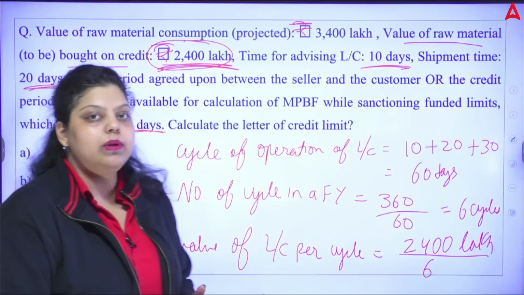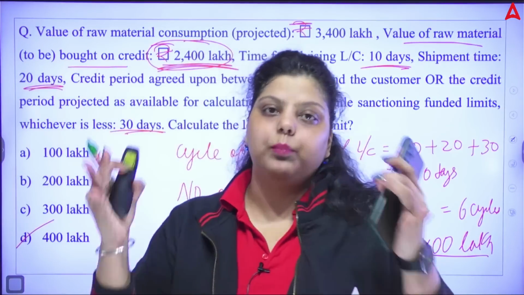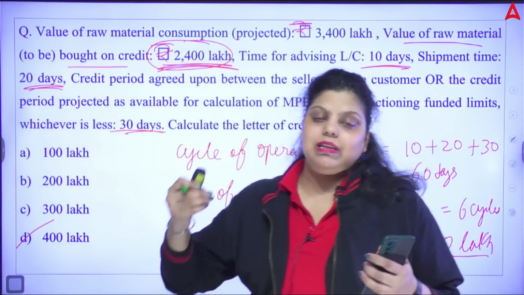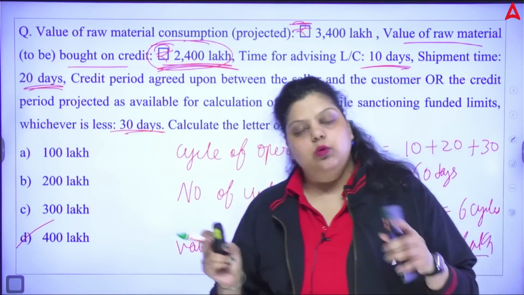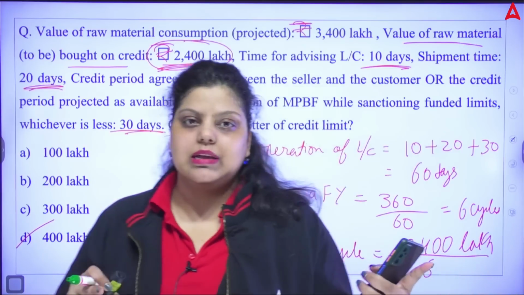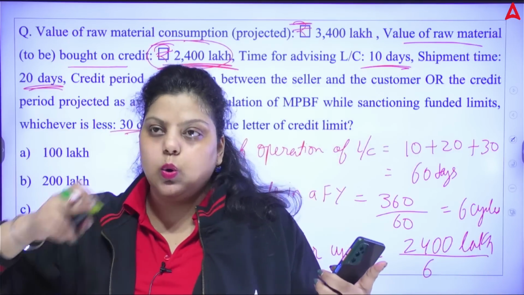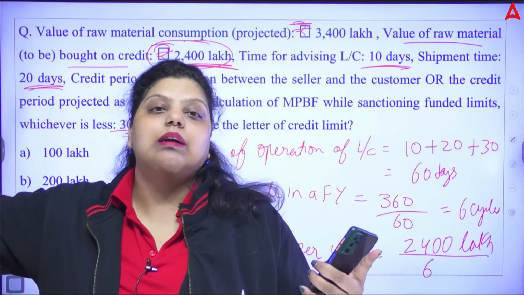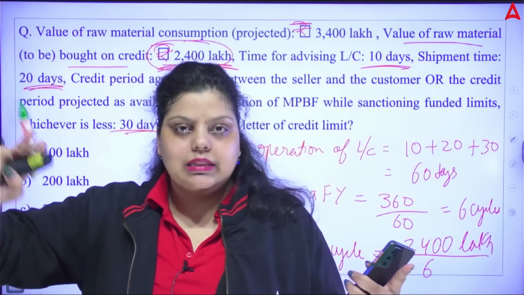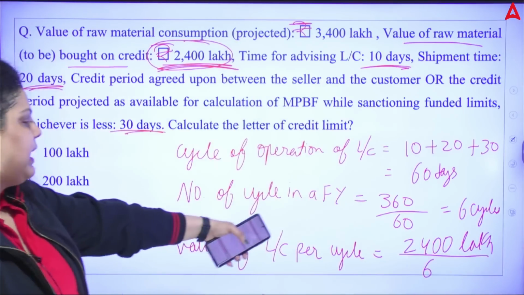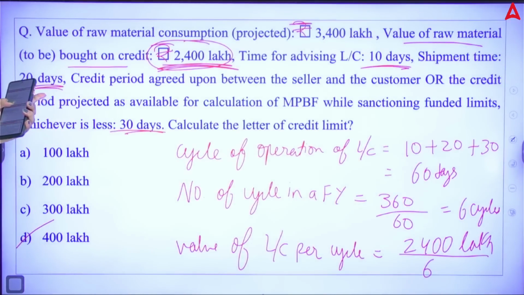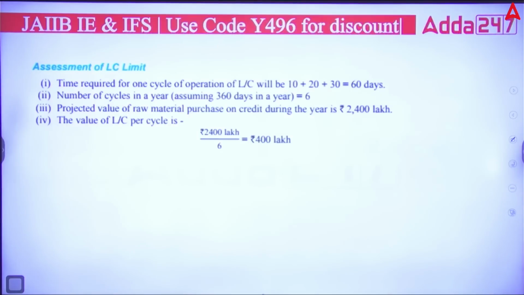Okay, so simply what we have done: first we calculate the operating cycle, like what is the duration of your operating cycle. Once you have calculated the duration of the operating cycle, we calculate how many cycles there will be in the whole financial year. Then in the end we just divide the value of the raw material purchased. Clear? So the right answer is D, 400 lakhs.